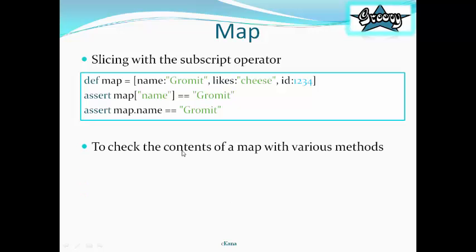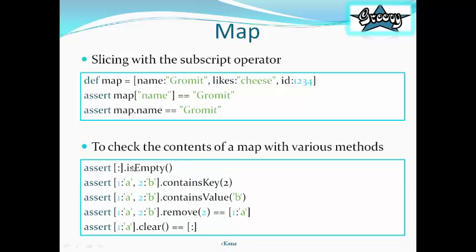To check the contents of the map with various methods, we have an isEmpty method to check if it's empty. containsKey 2, we have the value. We have the key, and we check if this key is available. Then we have containsValue to check if this value is available in the map. Then we have remove 2, meaning we remove the key 2. Now we are left with this only. And then we can also clear a map. The each operator allows the map to be iterated through a closure.